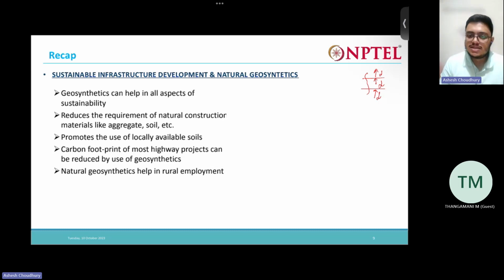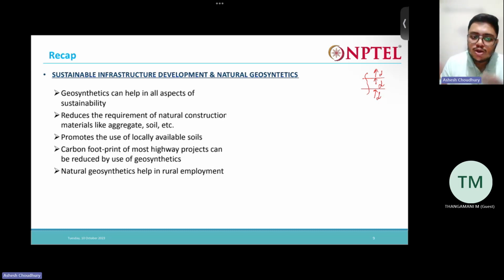So that is sustainable construction, right? You are able to use a lesser amount of aggregates. With a lesser amount of aggregates, we are able to achieve the same strength in whatever you are constructing. So that is what sustainability is.